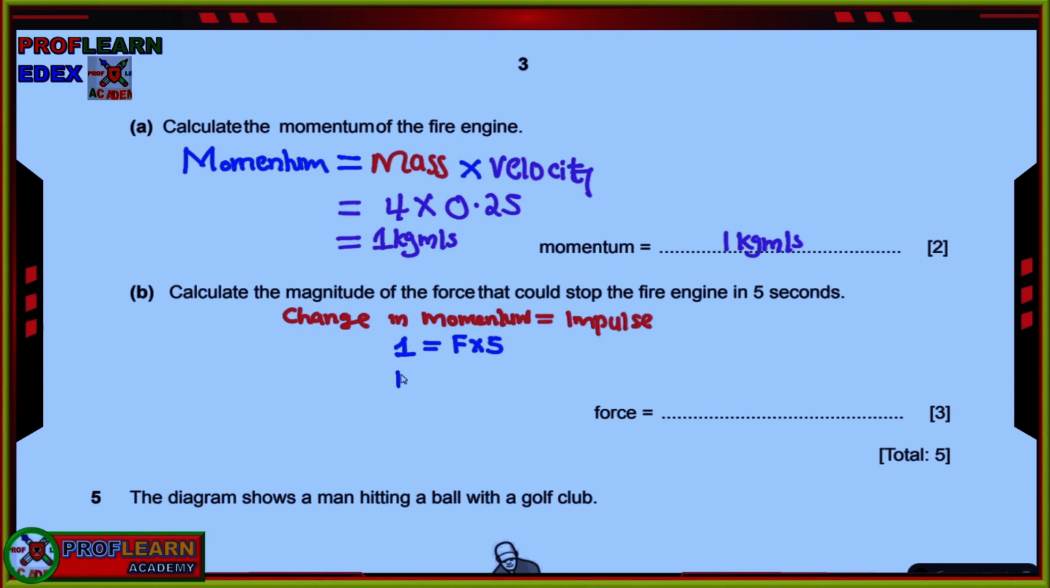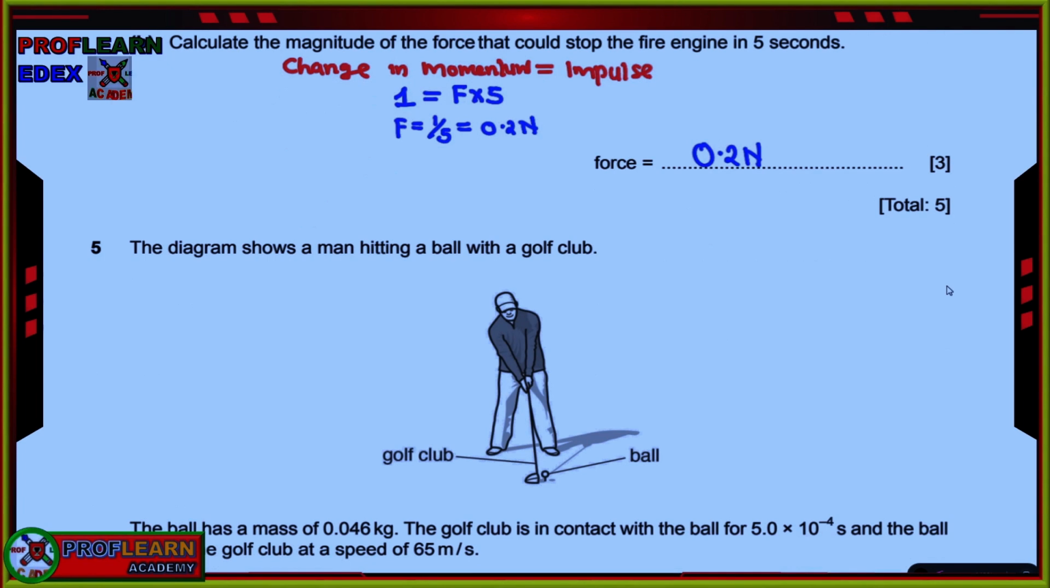And then we can say change in momentum is equal to the impulse. And in this case, impulse is force times time. So it's F times the time, which is 5 seconds. So for us to get F, we have to divide both sides by 5, and this becomes a force of 0.2 newtons. And this now gives the force that is used to stop it.